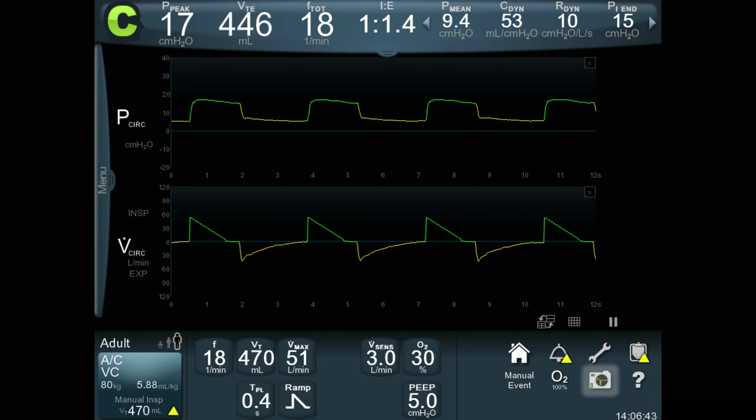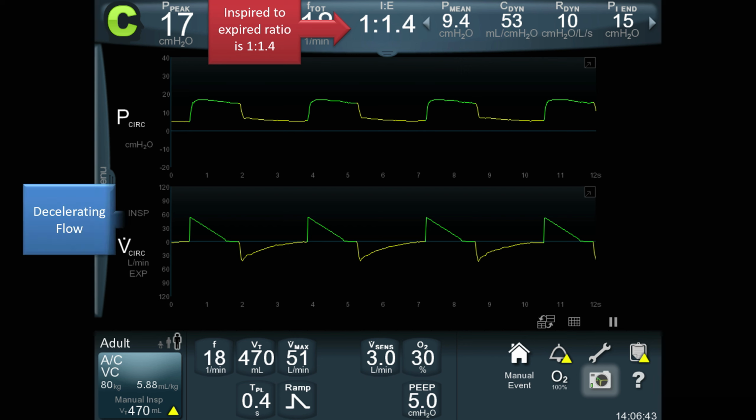This is an example of time-cycled volume-controlled ventilation with a decelerating flow pattern. You can see here that the I to E ratio is 1:1.4. The flow pattern is decelerating and the peak flow is 51 litres per minute. There's also a pause of 0.4 seconds that you can see on the settings part of the screen.